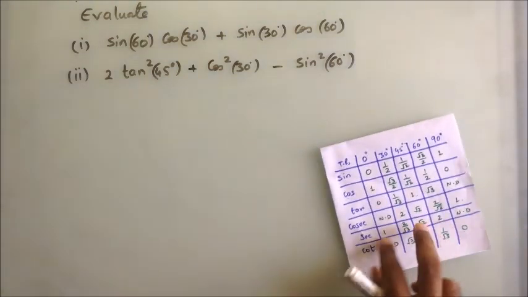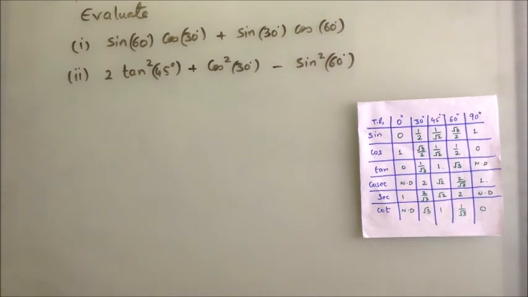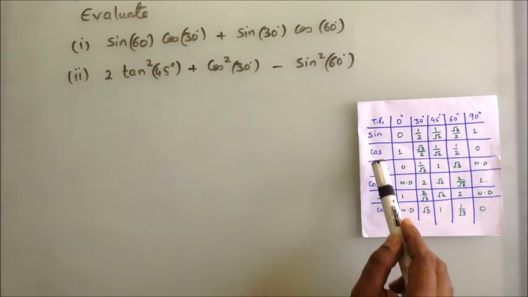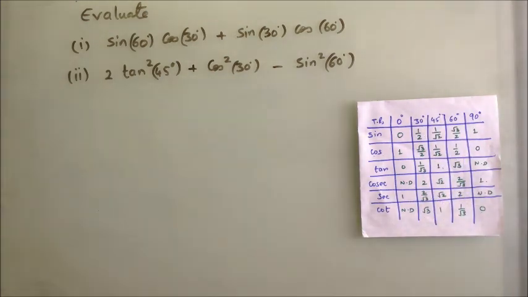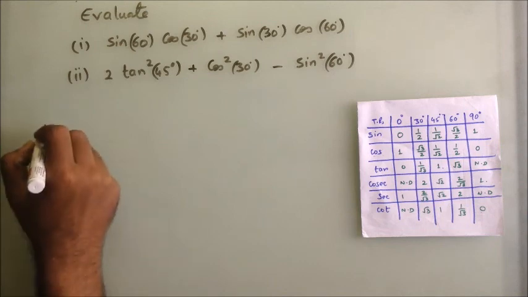and this table summarizes the 6 trigonometric ratios for the most commonly asked 5 angles, and the 5 angles being 0 degree, 30 degree, 45 degree, 60 degree and 90 degree. So I'll start with the first part.